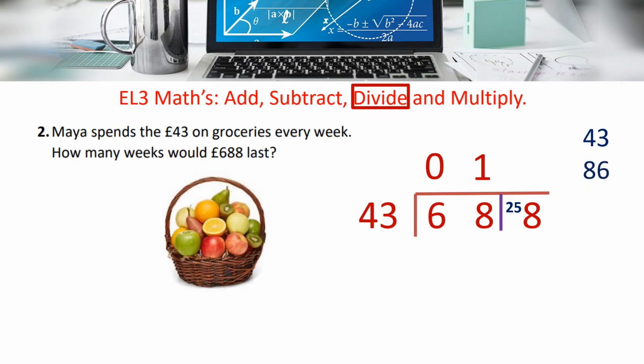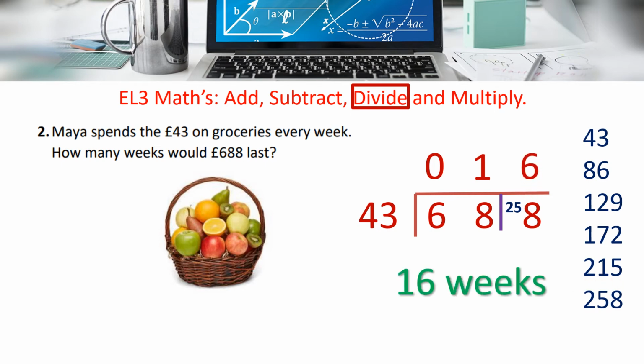So 43 plus 43 is 86, plus 43 is 129, plus 43 is 172, plus 43 is 215, plus another 43 is 258, and you can see that there are 1, 2, 3, 4, 5, 6 43s in 258, so the answer goes up there as 6. And the answer to the question is it would last 16 weeks.